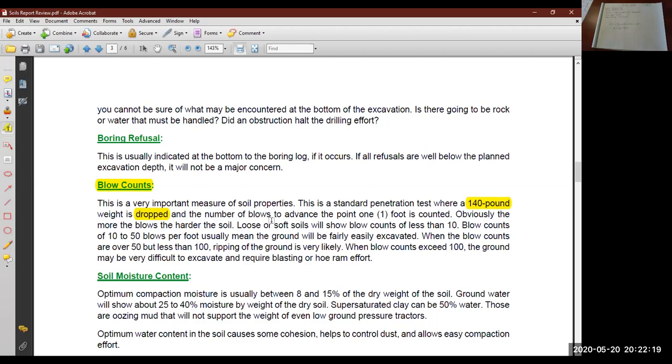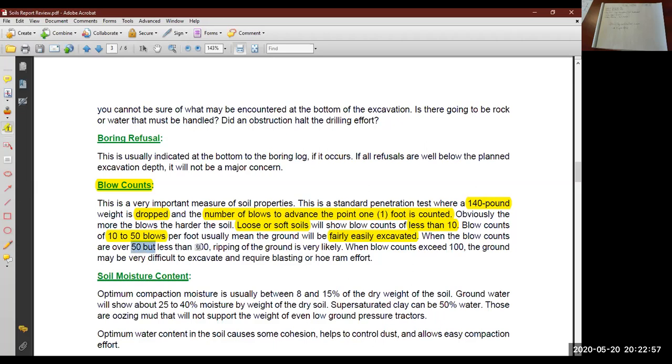The number of blows that it takes to advance 1 foot is counted. So of course, the more blows it takes to go 300 millimeters into the soil, the denser that ground is. So loose or soft soil would be blow counts of, say, less than 10, 10 to 50, fairly easily excavated.